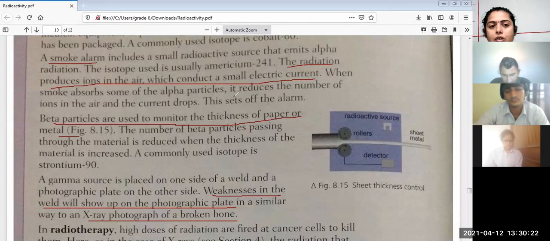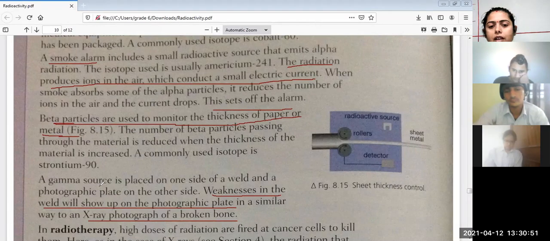Okay. So when the smoke absorbs some alpha particles, it reduces the ions in the air and the current drops. Then the alarm will go off. If the current level is higher, the alarm will be off; if the current level drops, the alarm will automatically go on. Then the beta particles are used to check the thickness of metal or paper.